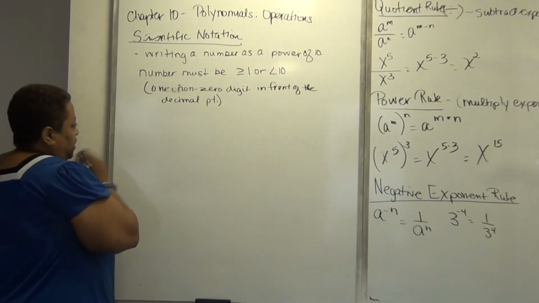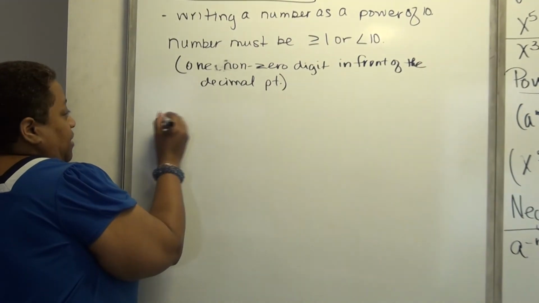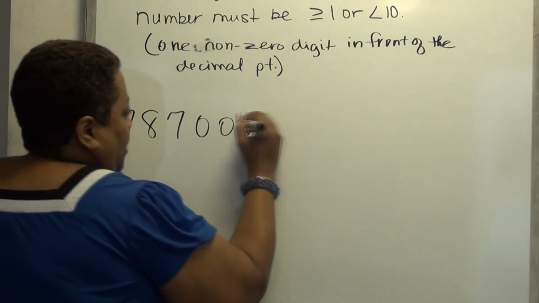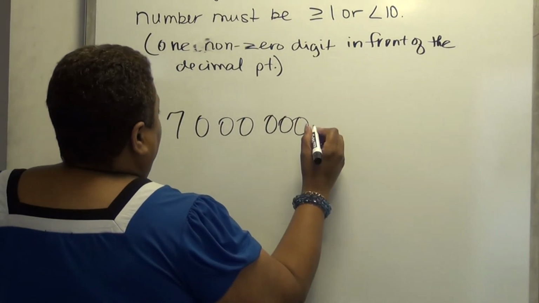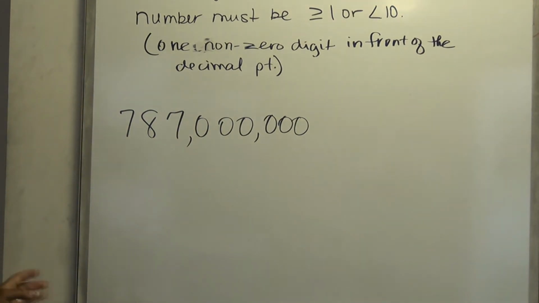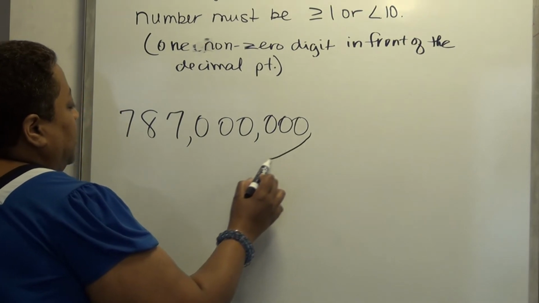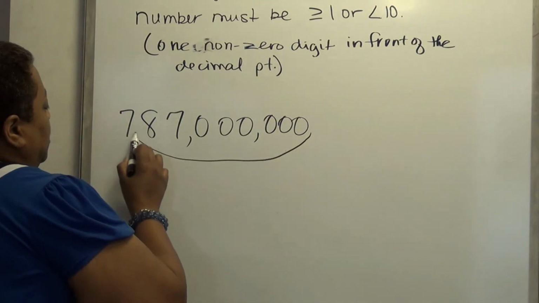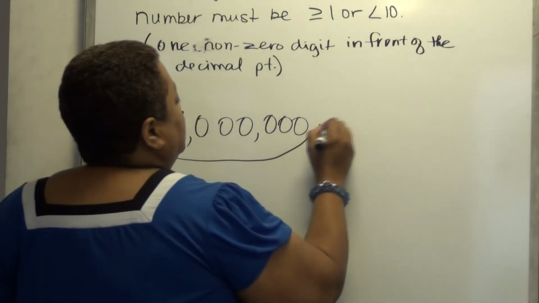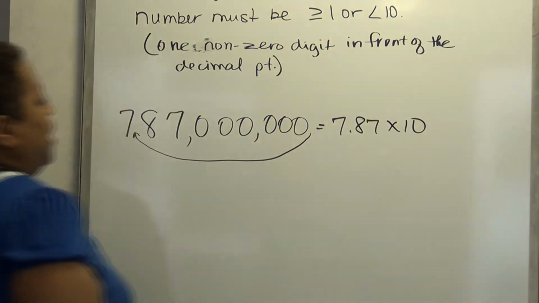So, a large number, let's see, some number, like the lottery that we might have had. Scientific notation says we have to take this decimal point and move it all the way to right here, so we only have one number in front of the decimal point: 7.87 times 10 to some power.